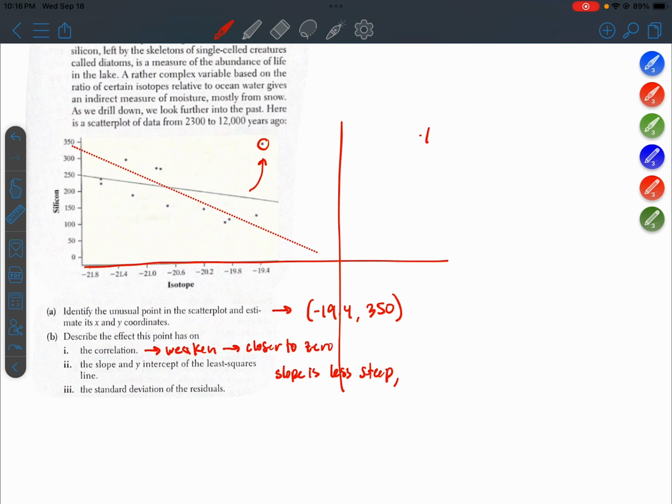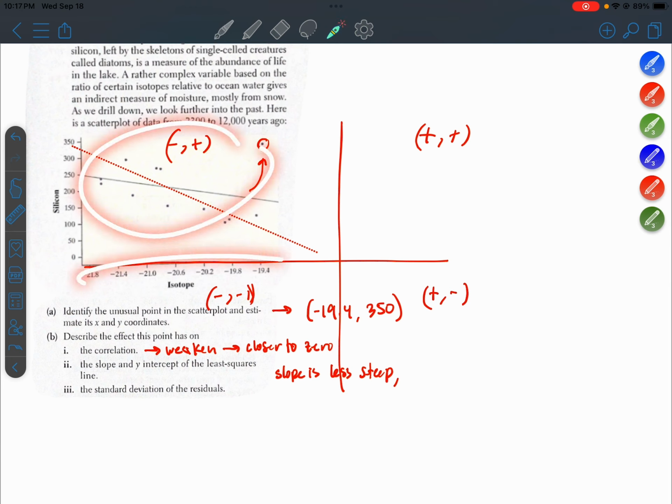Quadrant 1 is positive values. Quadrant 2 is negative, positive values. Quadrant 3 is negative, negative values. And then quadrant 4 is positive, negative values. So all of these points over here have a negative x coordinate and a positive y coordinate. In other words, the y-intercept is not to the left, it's actually to the right.